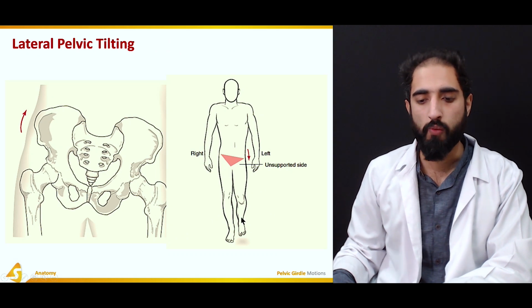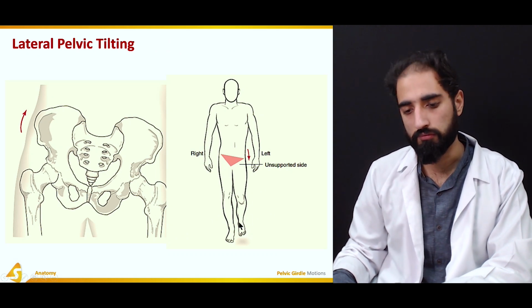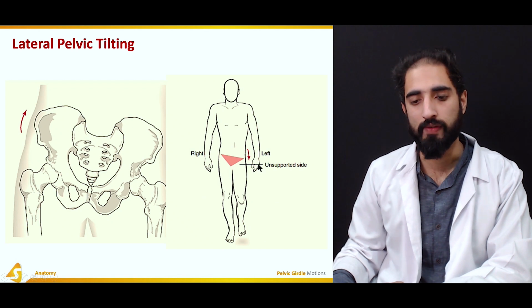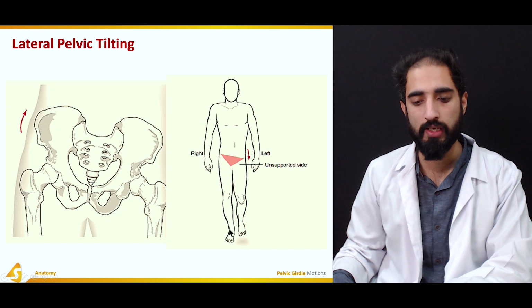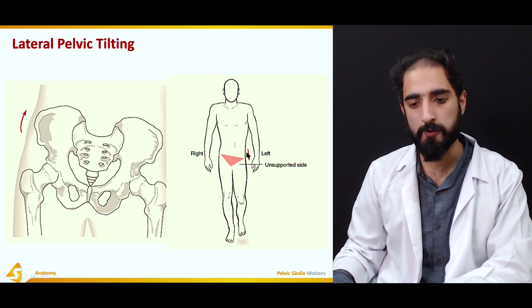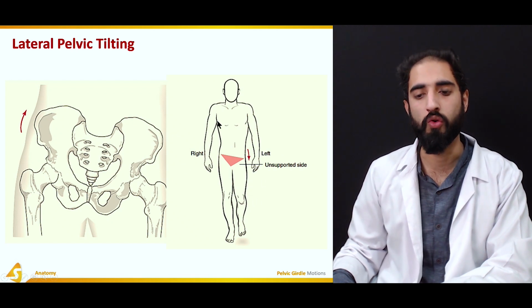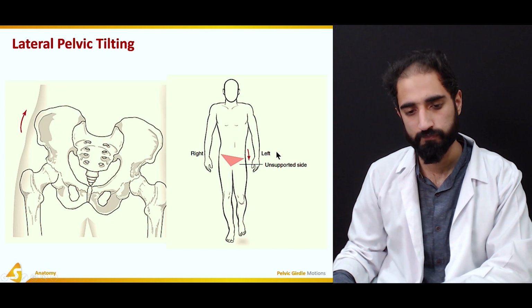When we walk, what happens is that on the leg which is being lifted, there's pelvic hike, and pelvic drop on the leg which is supported. In this picture, we are seeing that there is a pelvic drop on the leg which is being lifted, which is actually known as the Trendelenburg sign.